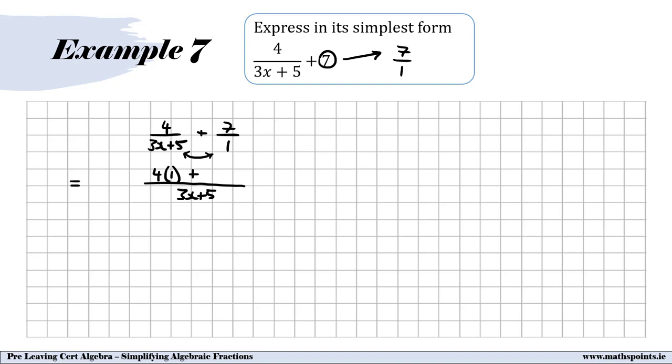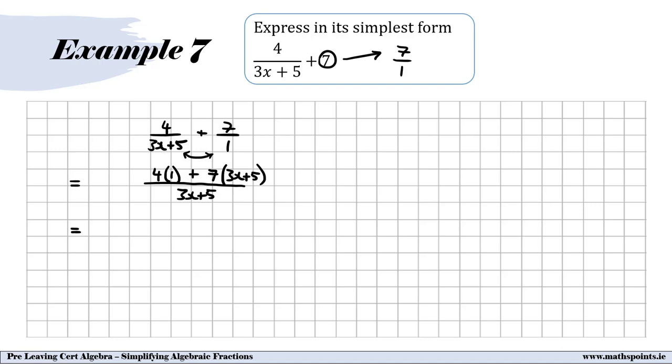Plus, how many times does 1 go into 3x plus 5? Well, we'd have to multiply a 1 by a 3x plus 5 to get 3x plus 5, and so it goes in 3x plus 5 times. That means I have to multiply 7 by 3x plus 5. And again, because the denominator is the product of the denominators, it was enough to multiply the numerator 4 by the denominator of the other term, 1, and the numerator 7 by the denominator of the other term, which is 3x plus 5.